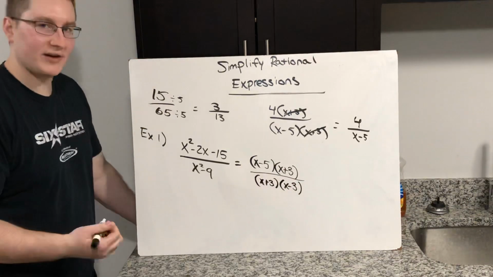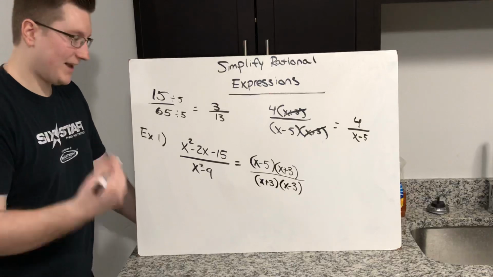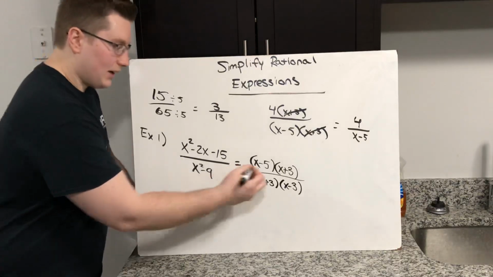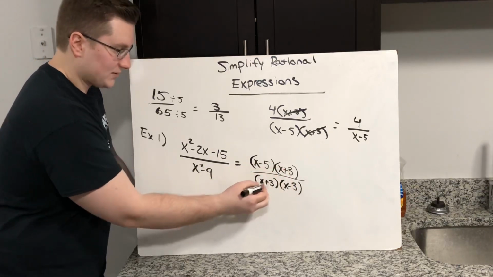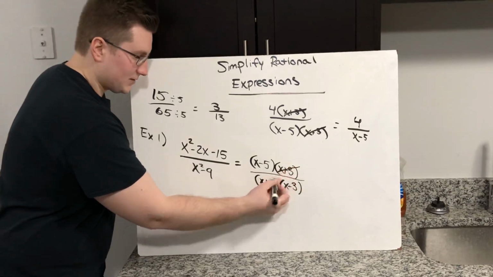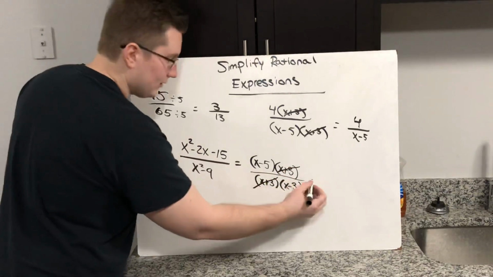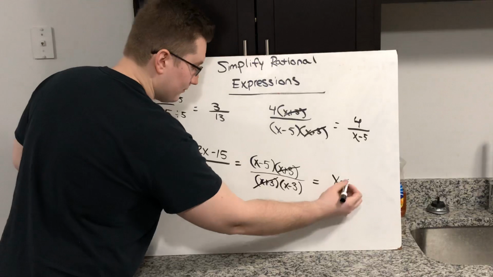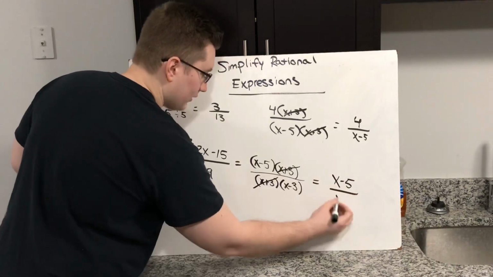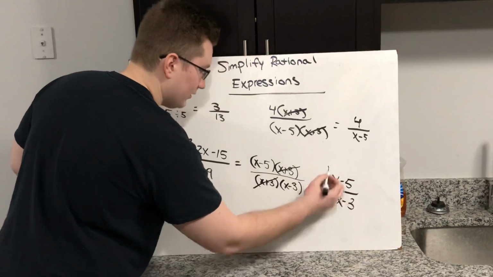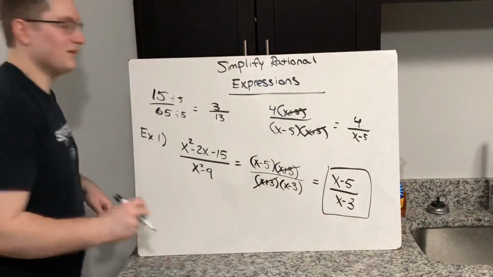And once I have it factored, I want to look for things that cancel on the top and bottom. I got x minus 5, x plus 3, x plus 3, x minus 3. The x plus 3's cancel out, and I'm left with x minus 5 over x minus 3. And this is our answer.